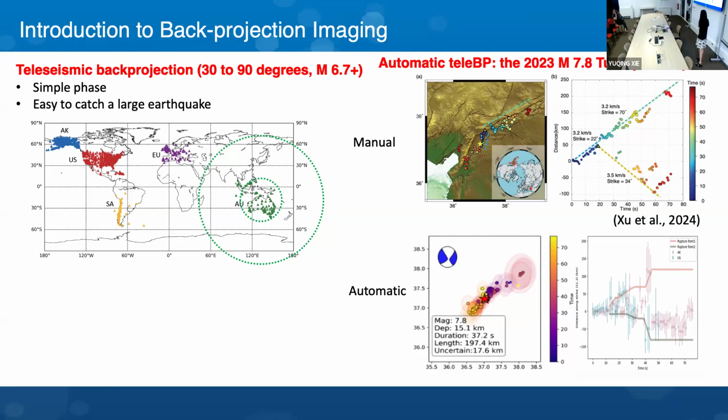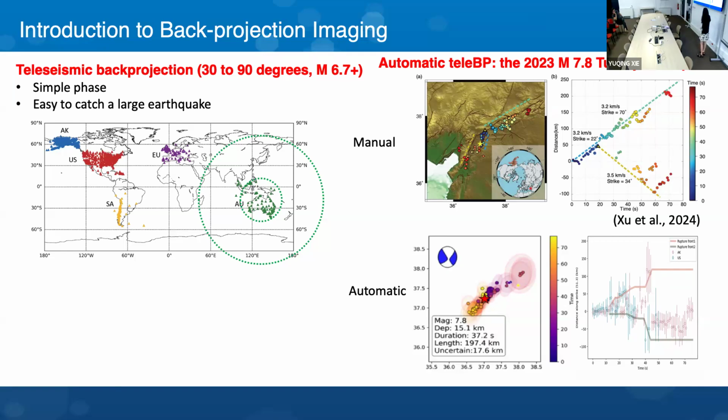And this is the automatic back projection result. At the same time, we can estimate the uncertainties. Within 2 hours, we can get the result, and within about 8 hours, we can get the uncertainty, including the rupture front. Using this information, we can constrain the slip inversion better.